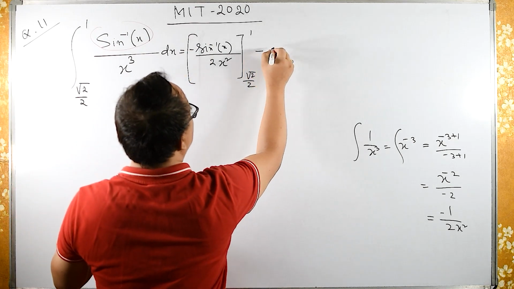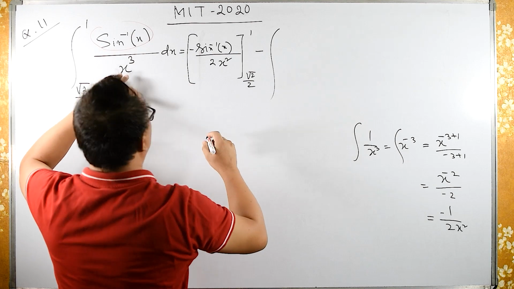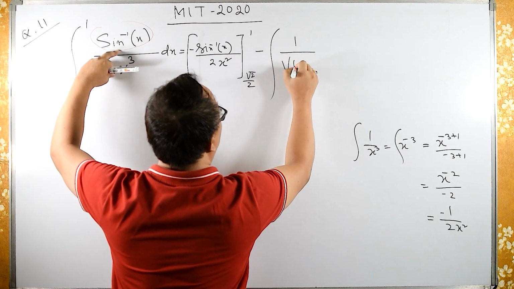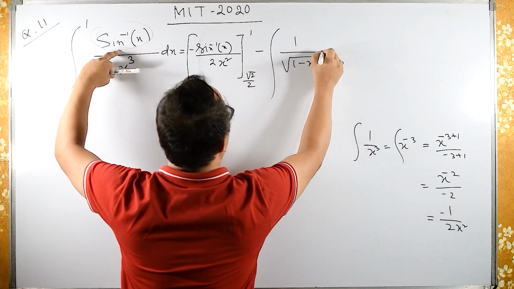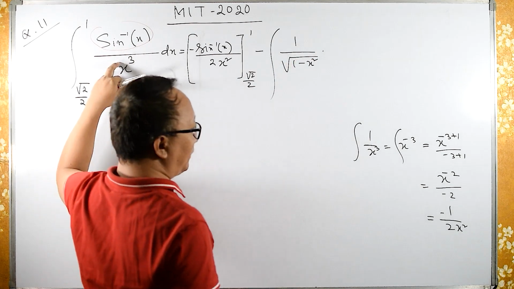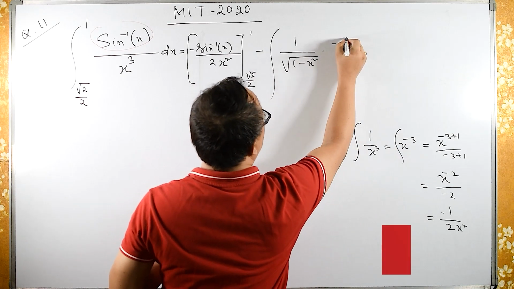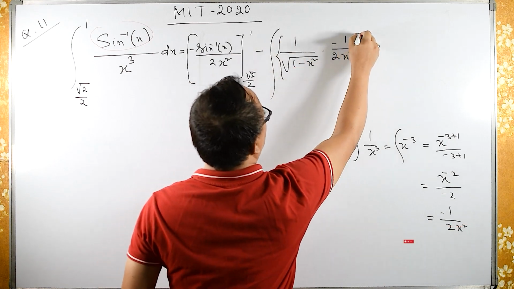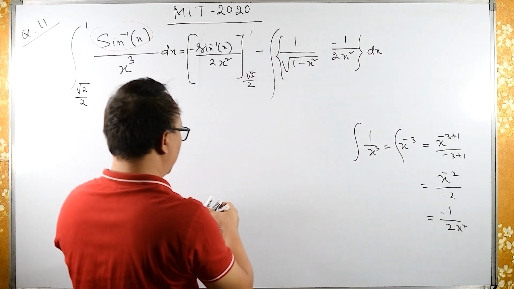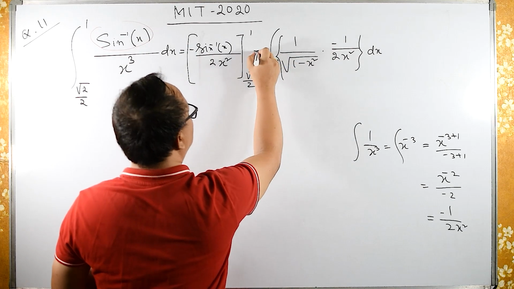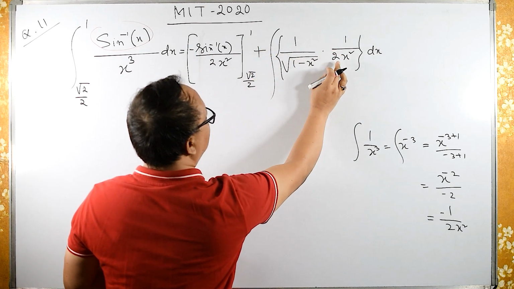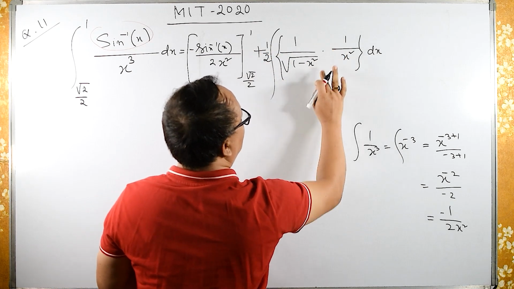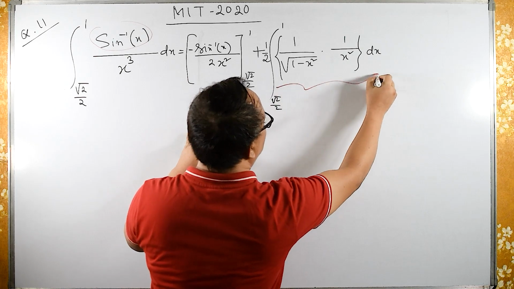So minus integral, the differentiation of sine inverse x is 1 upon root over 1 minus x square, into the integration of the second function, which is what we have, so minus 1 upon 2x square into dx. So this minus and minus become plus, so I can send these two outside, so I can write 1 upon 2. Now let's solve these integration parts.